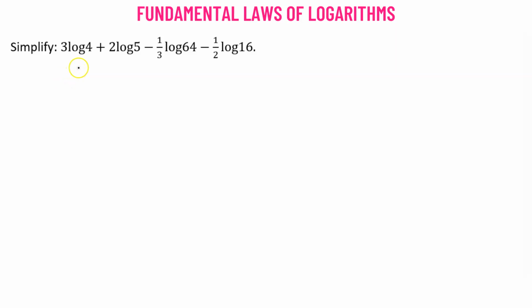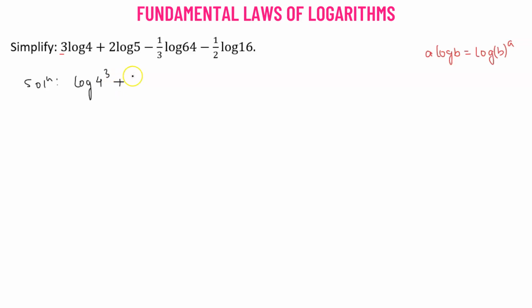So here we need to simplify the given logarithmic expression. So let us begin. Here we will use a property that a times log of b is the same as log of b raised to the power of a. So we'll take this 3 and raise it as the exponent of 4. That will give us log of 4 cubed.